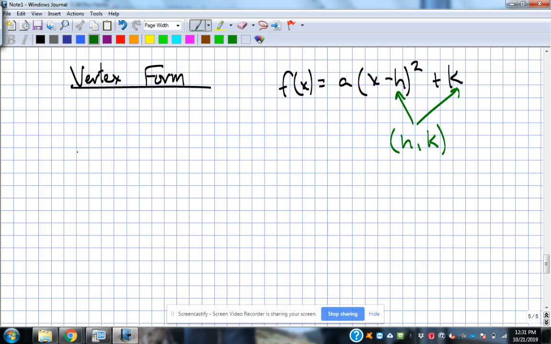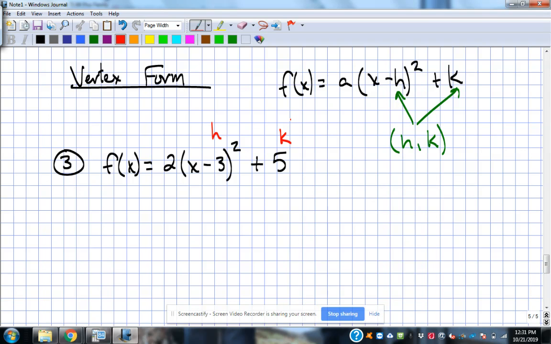So let's look at an example of one that's given to us in vertex form. 2(x - 3)^2. Let's do minus, or let's do plus 5. Let's do that, plus 5. That way it makes sense a little bit different. All right, so it's in vertex form.